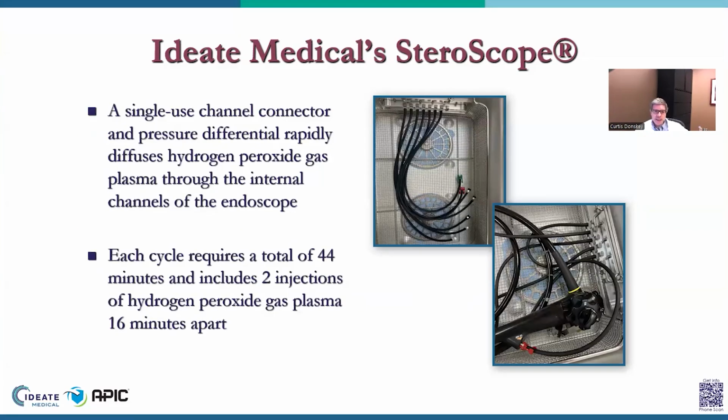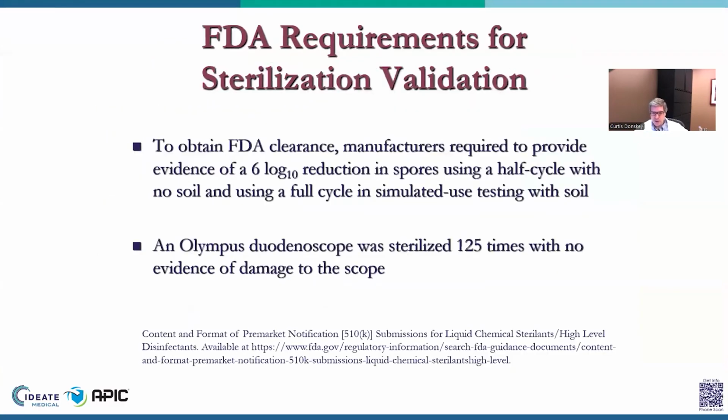As part of the technology, a single-use channel connector and pressure differential are able to rapidly diffuse hydrogen peroxide gas plasma through the internal channels of the endoscope. Each cycle requires a total of 44 minutes, and that includes 2 injections of hydrogen peroxide gas plasma 16 minutes apart. And you can see the endoscope there inside the container.